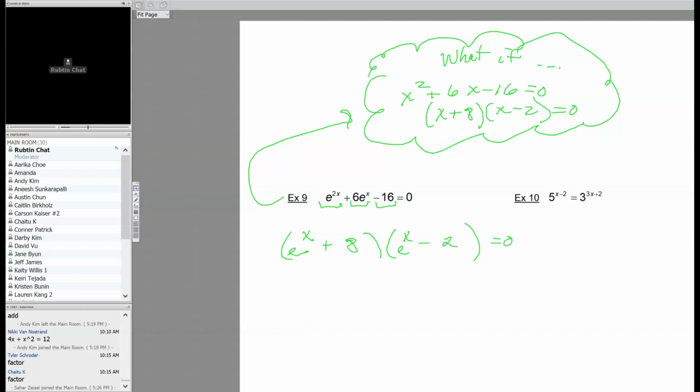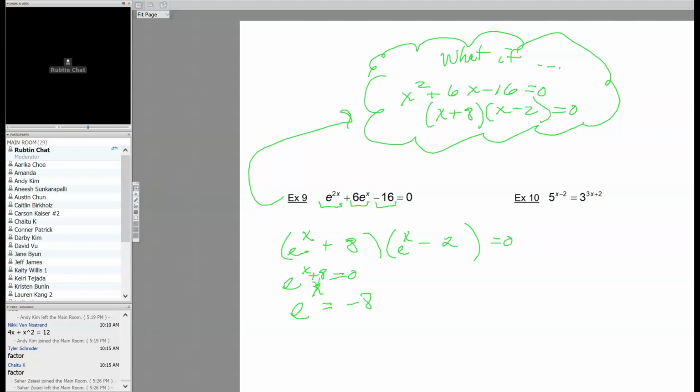Now here's the deal. If I have e to the x plus 8 equals 0, that means e to the x equals negative 8. Now this is an interesting thing. And then this will be e to the x equals 2. So notice we're doing the same thing. When I take the natural log and get ln e to the x equals ln negative 8, I can stop right there for that part.